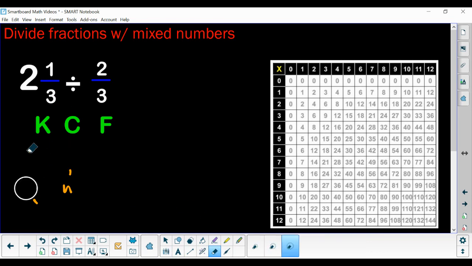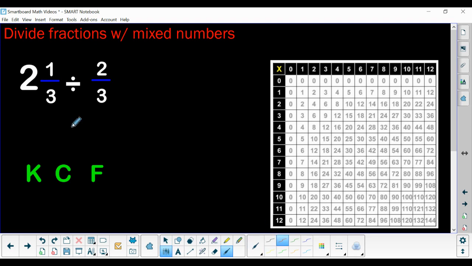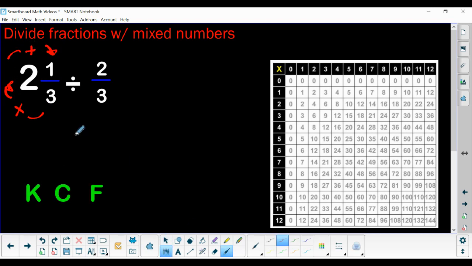Let's jump right into it and start solving our question. So you are going to keep the first one the same, but if you notice, it's a mixed number. So you're going to have to change it somewhat. What I mean is you're going to have to use around the world. You're going to multiply 3 times 2, and when you multiply 3 times 2, you end up with 6, plus 1, you end up with 7 over 3.